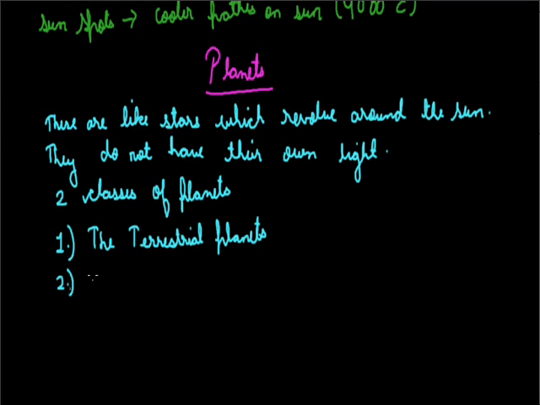And the other is the Jovian planets. In terrestrial planets, we mainly include Mercury, Venus, Earth, and Mars. The special characteristic of these planets is that they have rocky and solid surfaces, while in Jovian planets we include Jupiter, Saturn, Uranus, and Neptune.